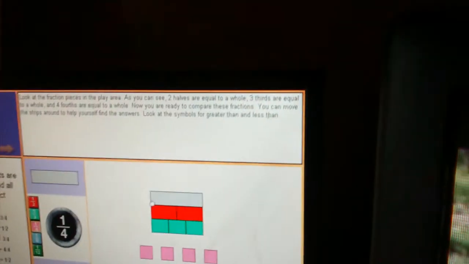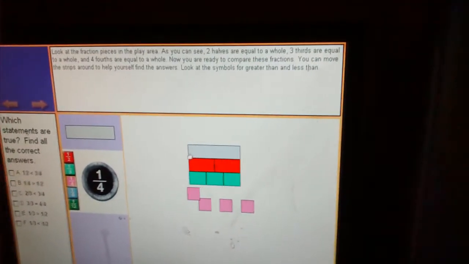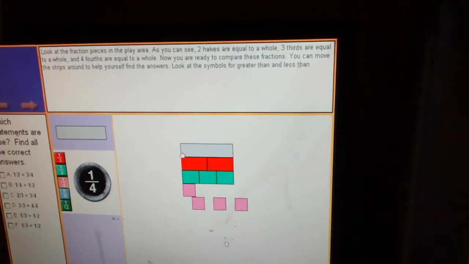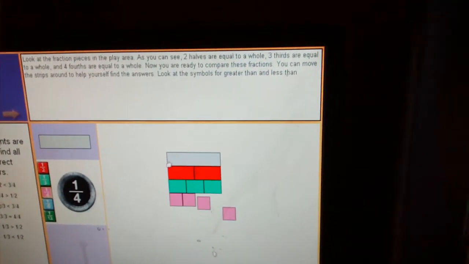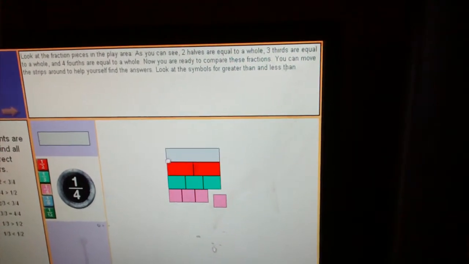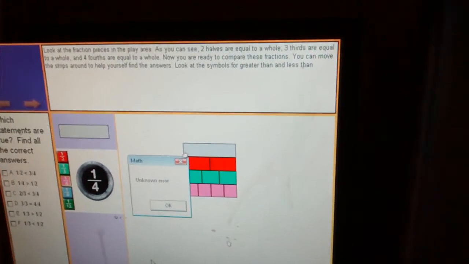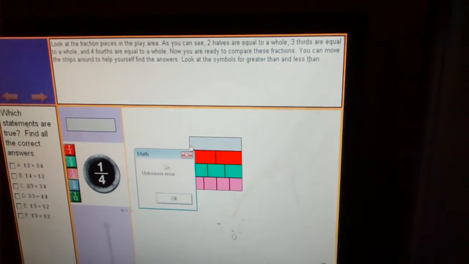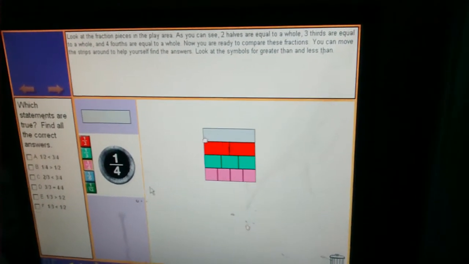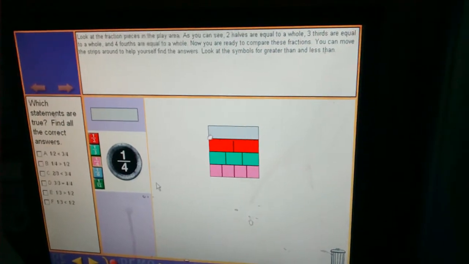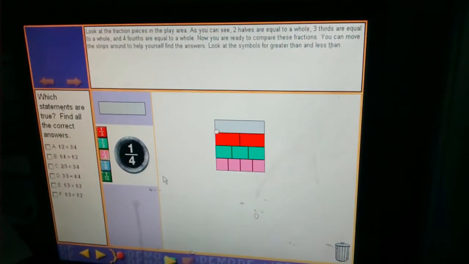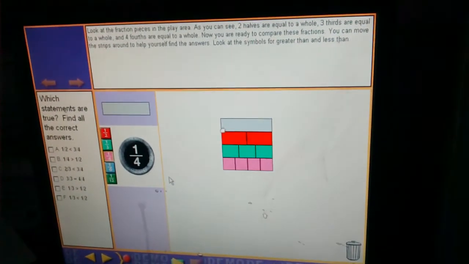Look at the fraction pieces in the play area. As you can see, two halves are equal to a whole, three thirds are equal to a whole, and four fourths are equal to a whole. Now you are ready to compare these fractions. You can move the strips around to help yourself find the answers. Look at the symbols for greater than and less than. Find all the correct answers.